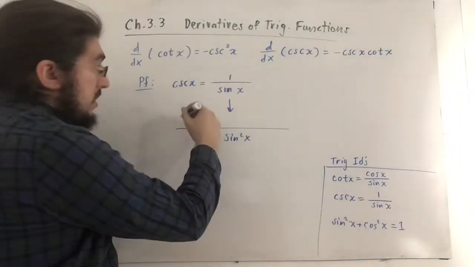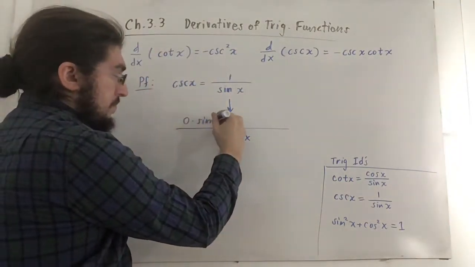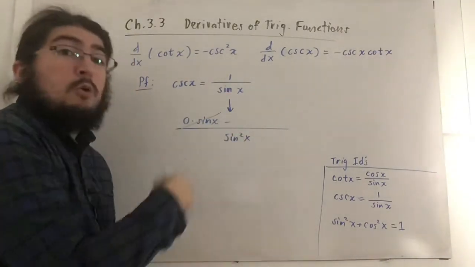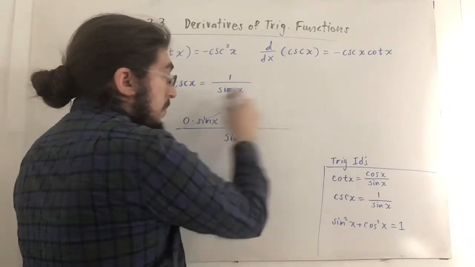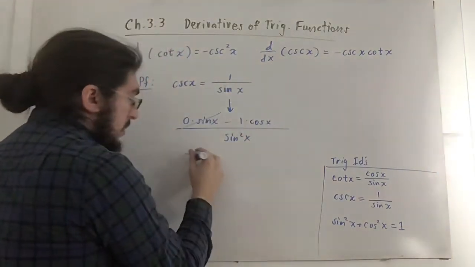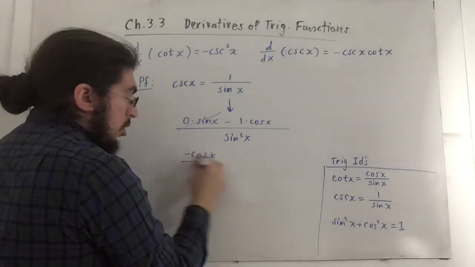Derivative of the top, which is 0, times the regular of the bottom, which is just going to amount to 0, by the way, minus regular of the top times derivative of the bottom. Derivative of sine is cosine. So we end up with altogether negative cosine over sine squared.